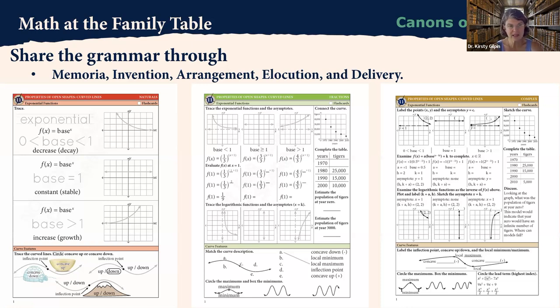So sitting at our table, how might your older student use some of those canons of rhetoric to share something with your younger student? Or is there something that your younger student might share their knowledge with an older student? And how can we be introducing them to these canons of rhetoric?